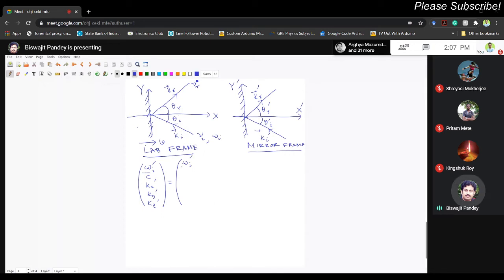Possibly that will be easier to understand. Omega I prime by c. You can see what will be the kx prime in the prime frame. In the prime frame, you see this wave is going in this direction. So it will have two components. One is along this, one is along this.